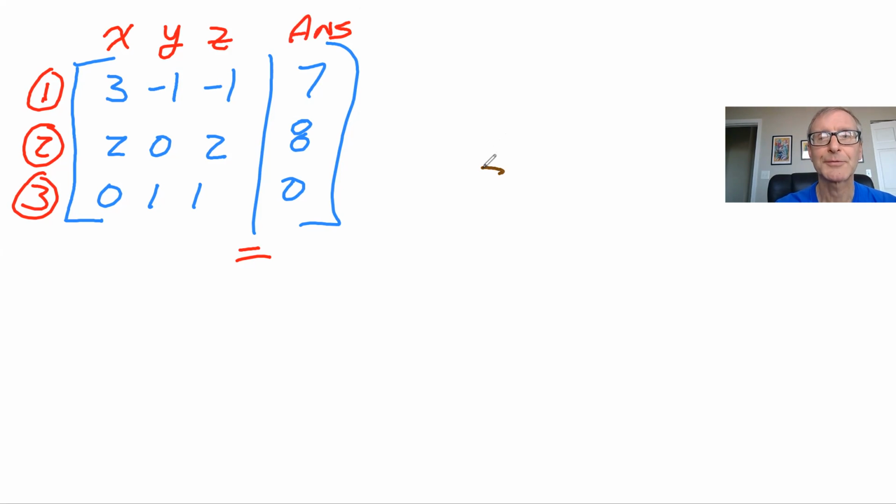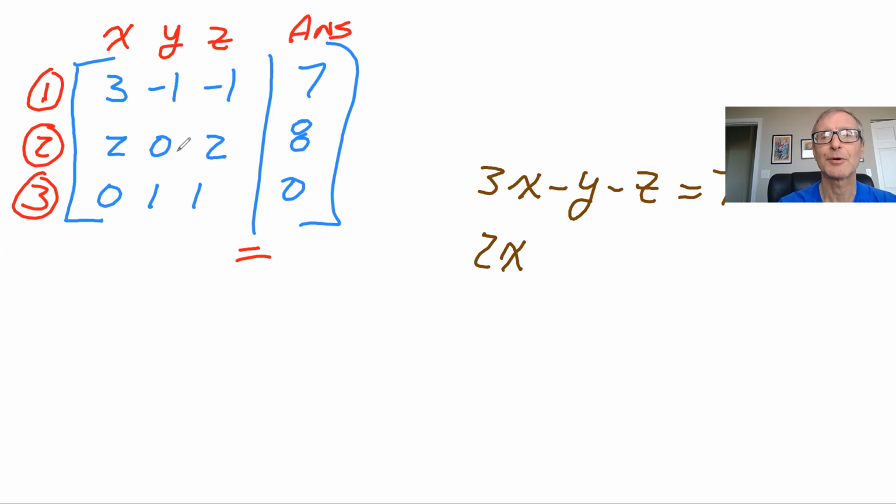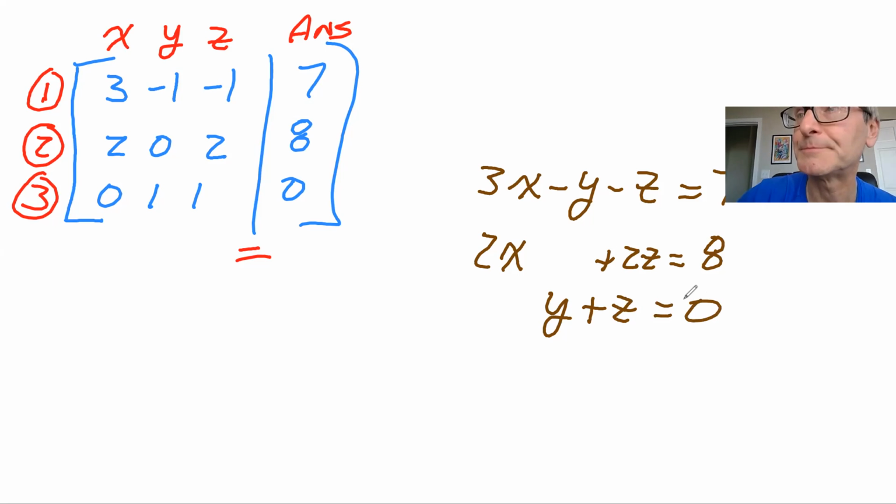So the first equation would be 3X minus Y minus Z equals 7. The next one would be 2X. And so this 0 would be 0 times Y. You don't usually write that, and so I won't. And then this would be 2Z equals 8. And the third one is 0X. You don't write 0X, so I won't. And this would be Y plus Z equals 0.